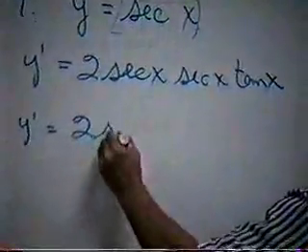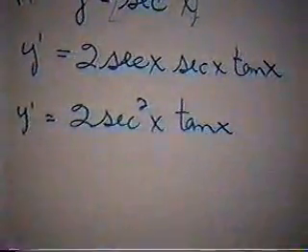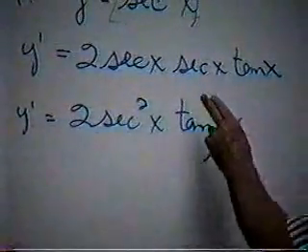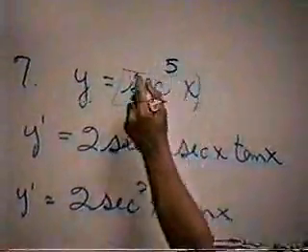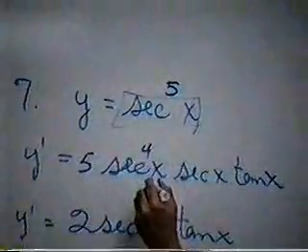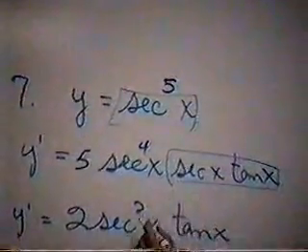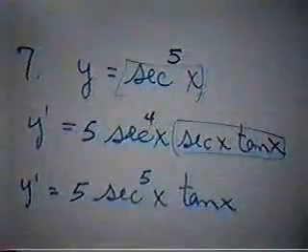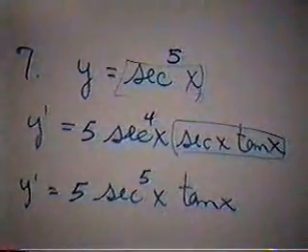You end up back with a secant squared. So look what happens up here. If you had secant to the 5th power, then this would be 5 secant to the 4th, then times the derivative of secant. Then when that multiplies back, you end up with the power you had to start with. Very interesting relationship that helps you when you go to integration later.